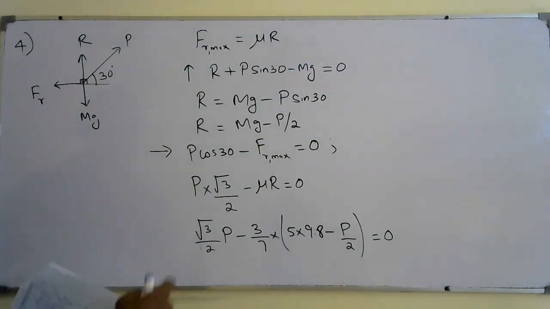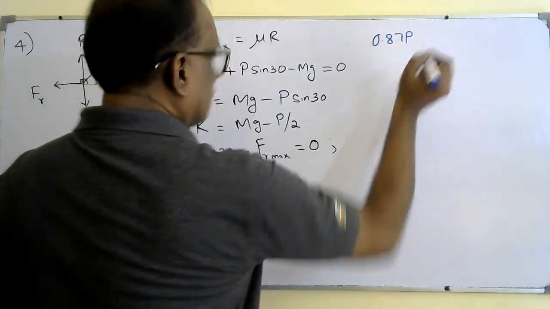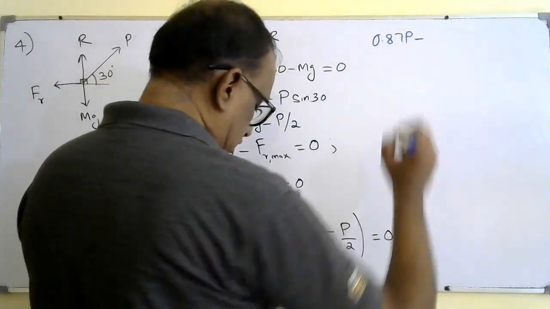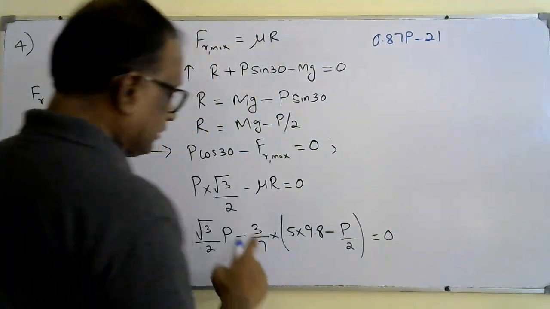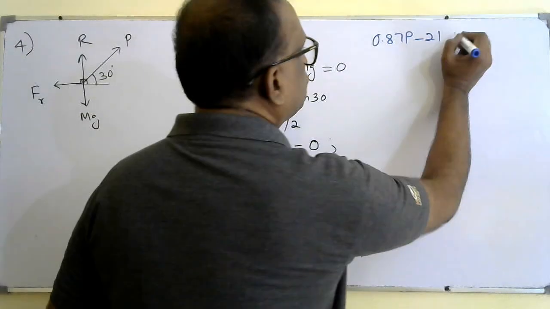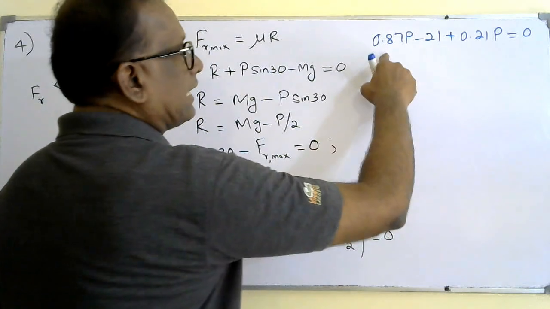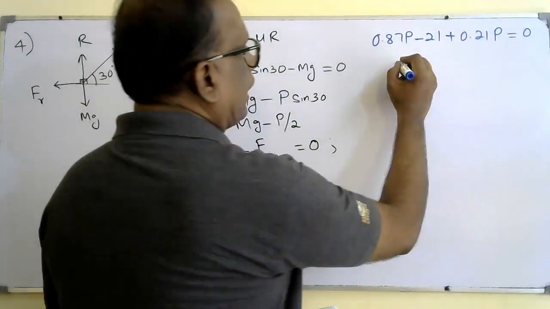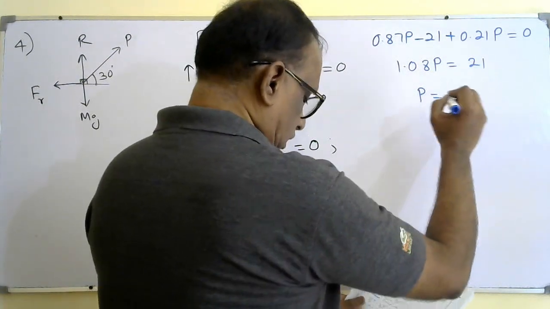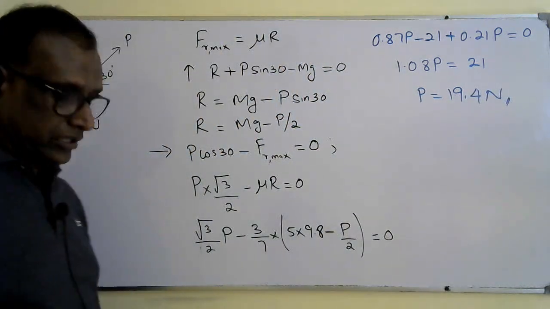So I'll continue here. Root 3 by 2 P is 0.87P. Then 3 by 7 into 5 into 9.81, that will be 21. Then 3 by 7 into P by 2, that is 3P over 14, that is going to be 0.21P. So 0.87P plus 0.21P, that is 1.08P, is equal to 21. P will be equal to 19.4 Newton. So that's the answer for the B part.